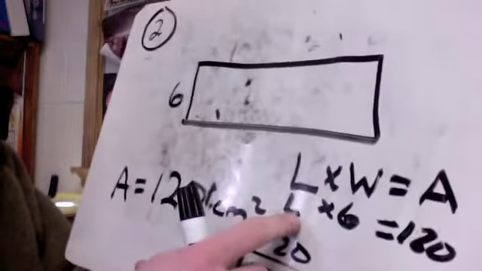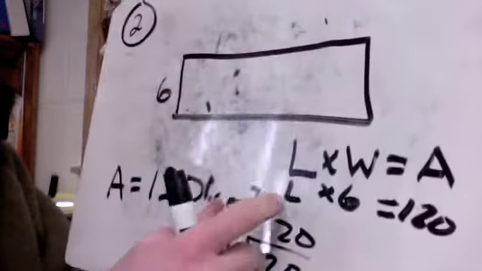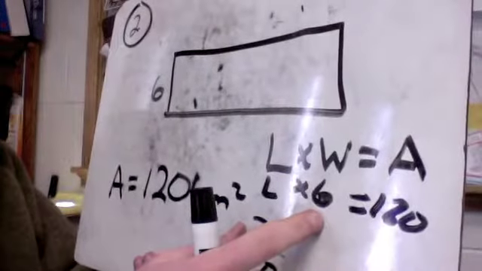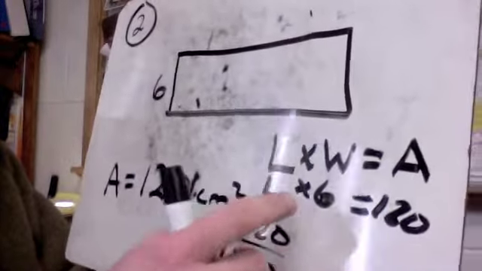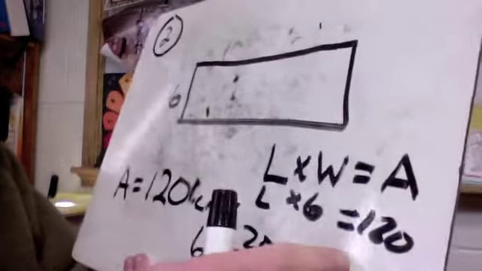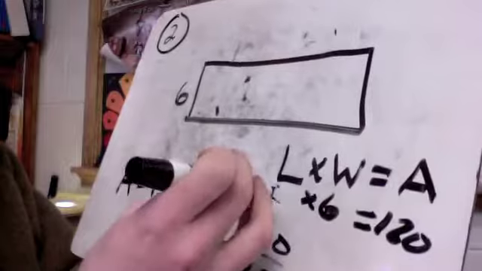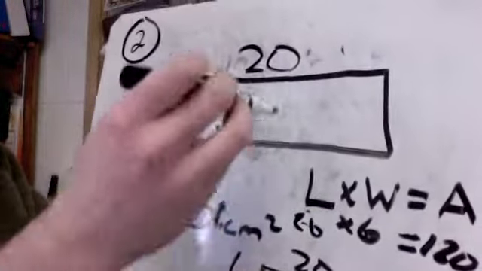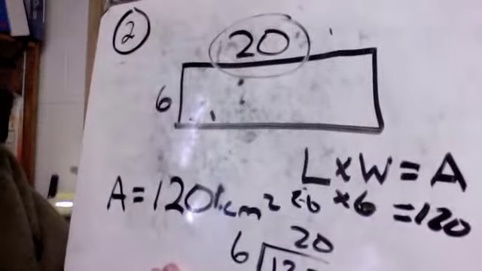Okay, you could kind of guess and check your way up. Let's say you thought this was 10. 10 times 6 is only 60. Maybe 15. 15 times 6 is only 90. Go up to 20. 20 times 6, it is 120. So you're definitely going to want to use 20. So the answer to this question is the length of the rectangle would have been 20.